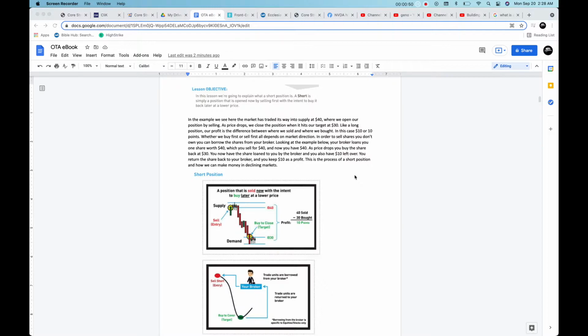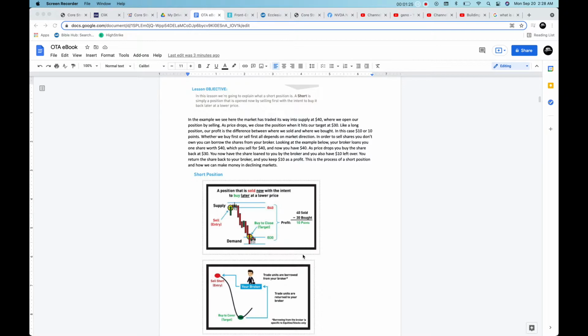Now, whether we buy first or sell first, it is all going to depend on the market's direction. In order to sell shares you don't own, you can borrow those shares from your broker. So again, looking at this example, the broker loans you one share, worth $40, which you're going to then sell for $40. And you now have $40 in your pocket.